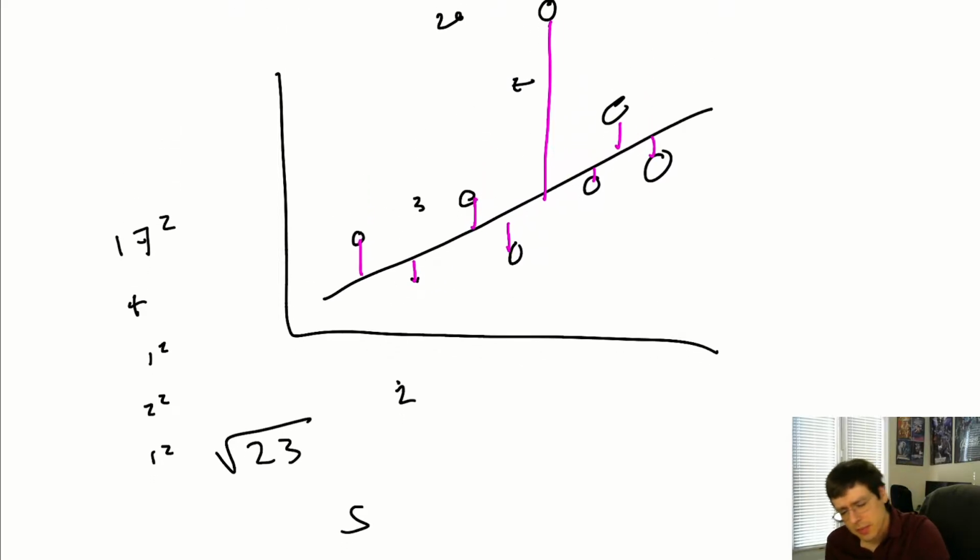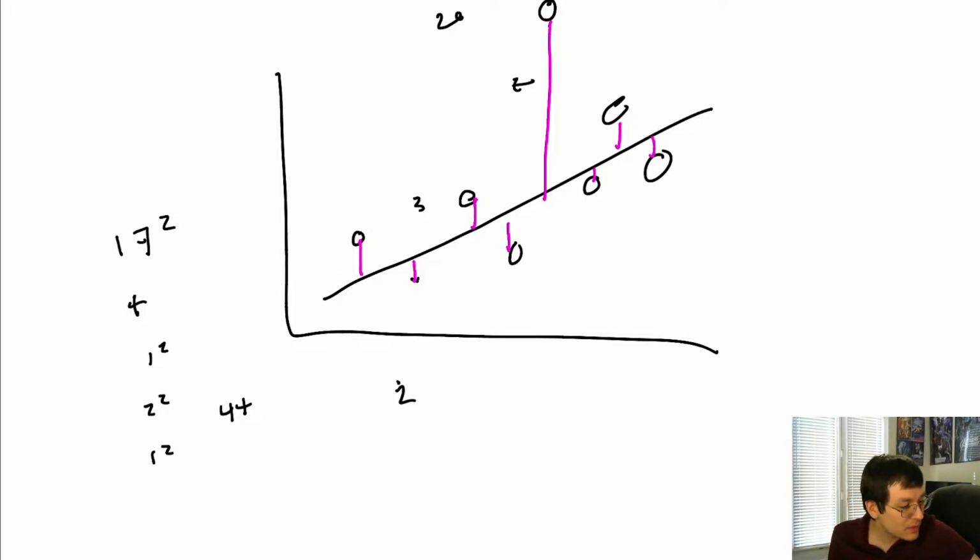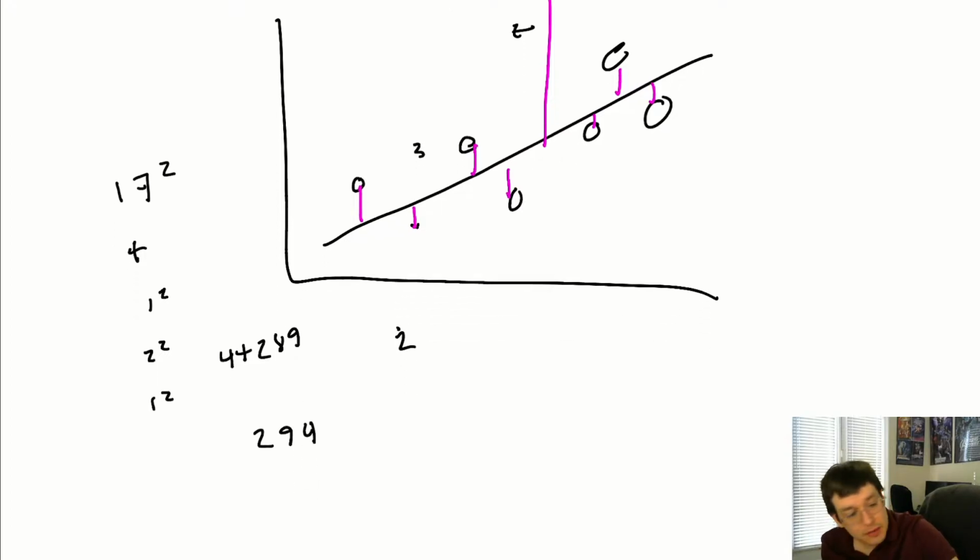Actually, whoa, wait a second. Hold on. This is actually 4 plus 17 squared. So 17 squared is going to be 289 actually. There we go. So I was a little bit off there. So this is going to be 294. Now take the square root of 294, and it's going to be a little bit over 17 basically, right? So we'll just say 17 again.